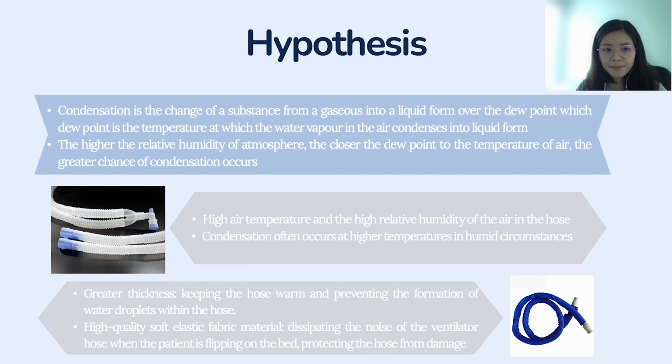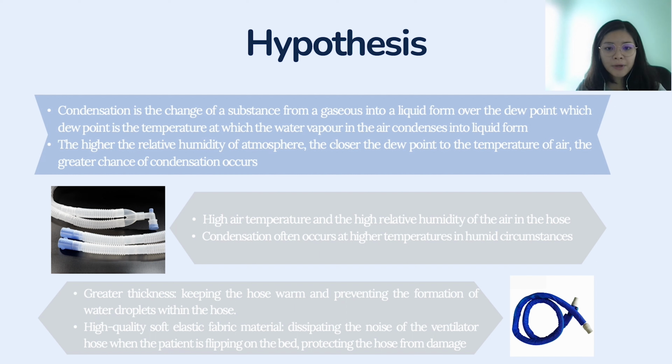The hypothesis of this experiment is that the higher the relative humidity of the atmosphere, the closer the dew point is to the temperature of the air, and the greater the chance of condensation occurring in the hose. There is high air temperature and high relative humidity in the normal hose, which causes condensation to occur at higher temperature in humid circumstances.